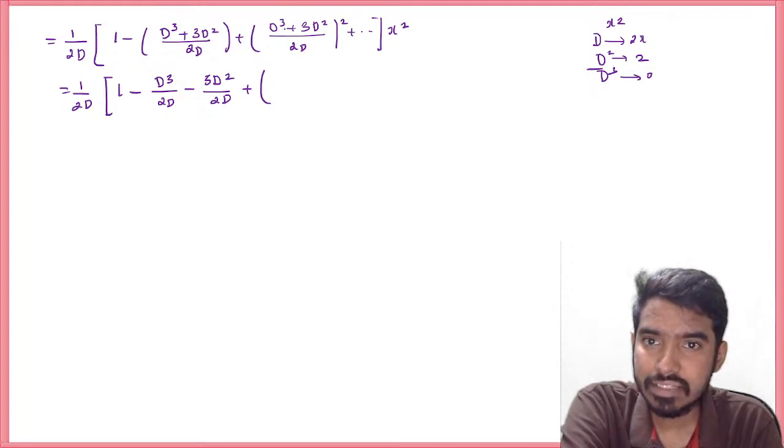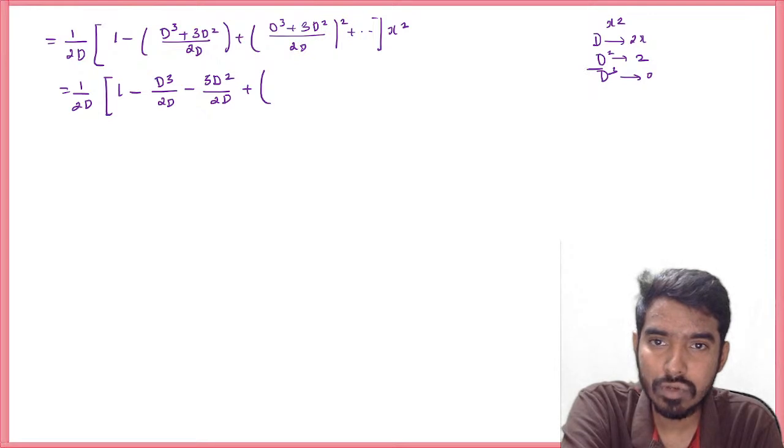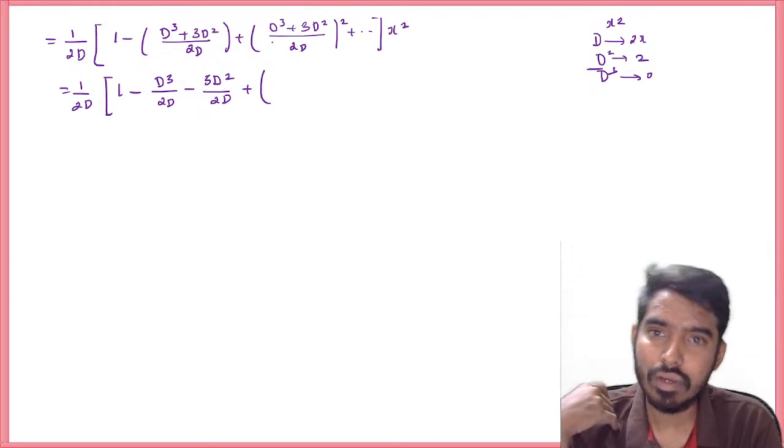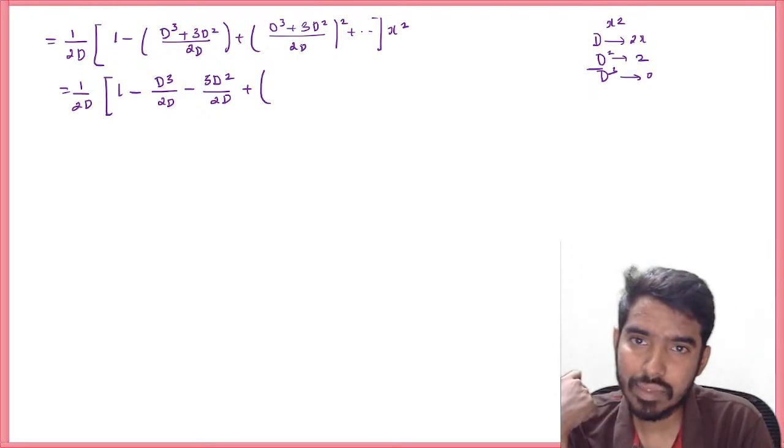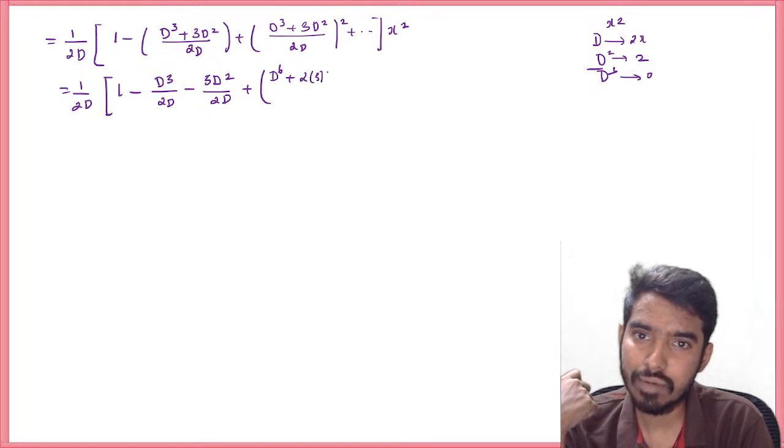So here you can see D cube plus 3D whole square by 2D, right? Okay, we have 2D square here. What we will do is expand this. So, sorry, (a plus b) whole square should be a square plus 2 times a into b plus b square. A into b will be D power 5, right?